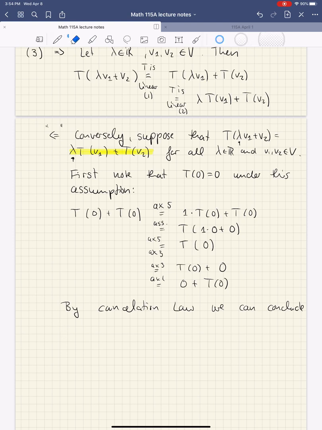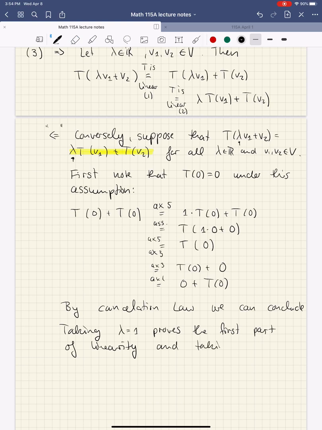And so now we can finish. Taking lambda equal to 1 proves the first part of linearity. So here we really didn't need anything else. And taking V2 to equal 0 proves the second part of linearity.